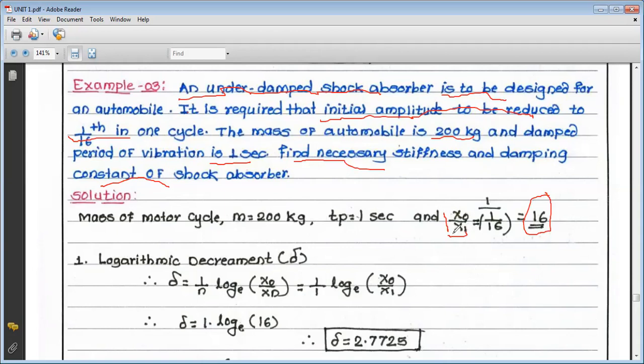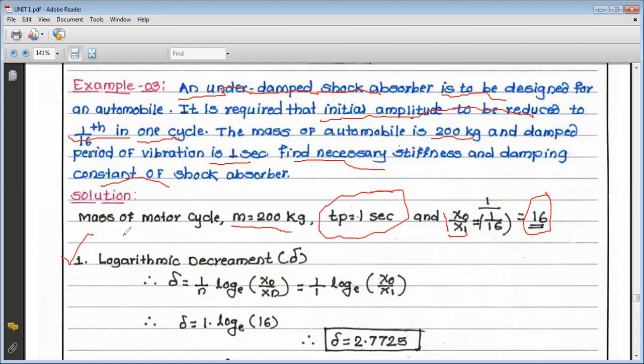Now the mass of automobile is given, that is m is equal to 200 kg. The number of cycles is also given, n is equal to 1 cycle. Then the damped period of vibration, that is TP, is given as 1 second. Now from that we can find out the logarithmic decrement. There are two formulas for logarithmic decrement. One is delta is equal to 2 pi zeta upon square root of 1 minus zeta square, and the second one is delta is equal to 1 upon n log to the base e x0 upon xn.